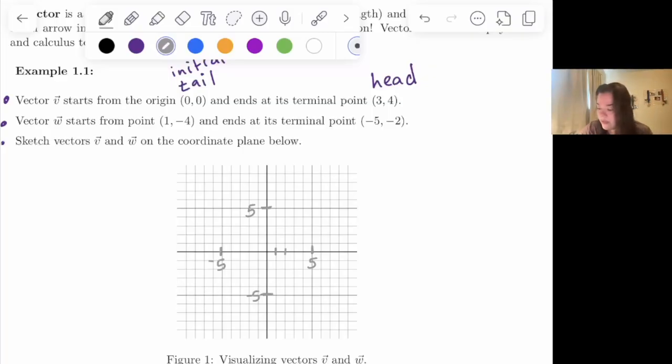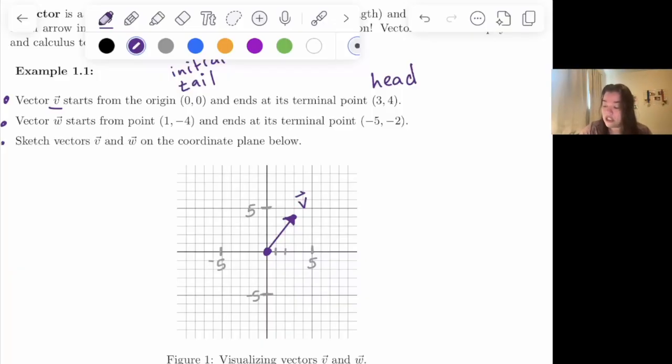Now, how we create a vector is, let's start with vector v. I'm going to draw it in my purple marker here. Vector v starts at the origin, so I put down its tail point, and its terminal point is at the point (3, 4) on the grid. So go to (3, 4) on the grid. Awesome. Connect the dots from tail to head, and put the arrow pointing at the head or at the terminal point of the vector. So what I have drawn there is a representation of vector v.